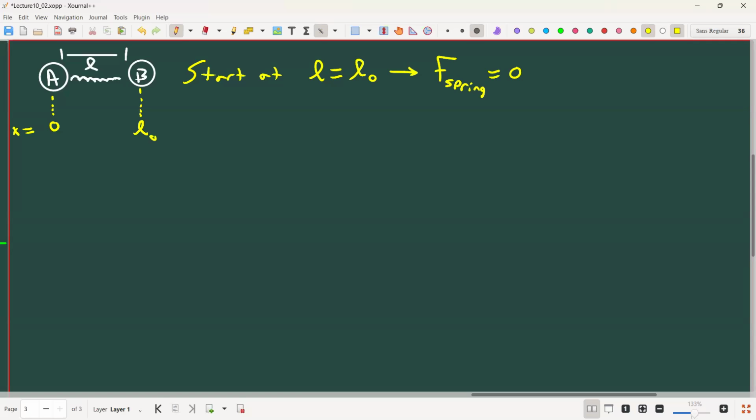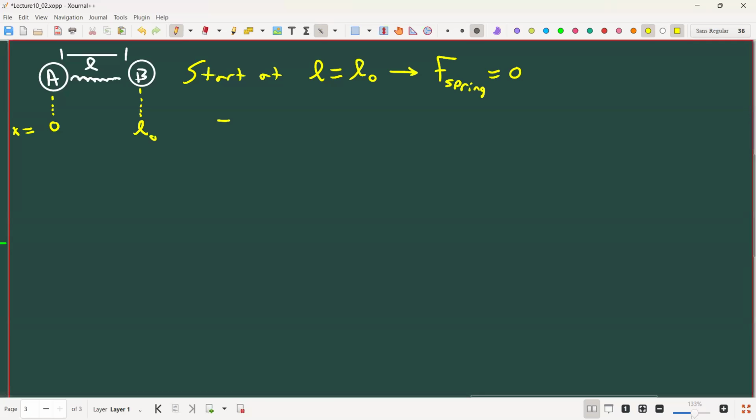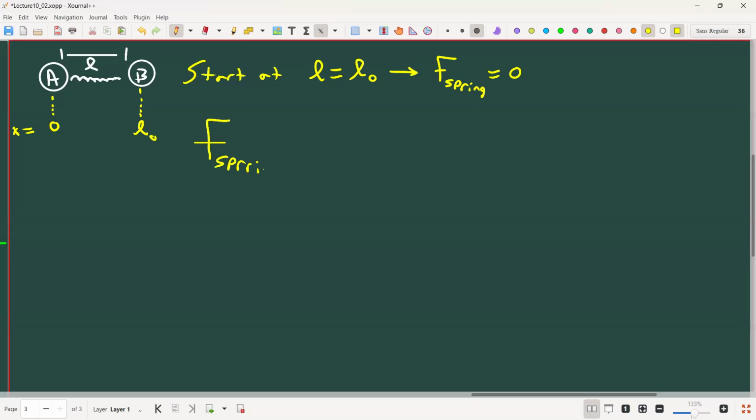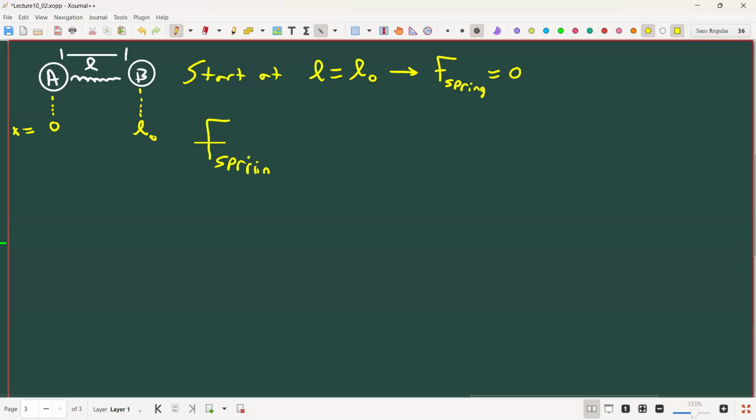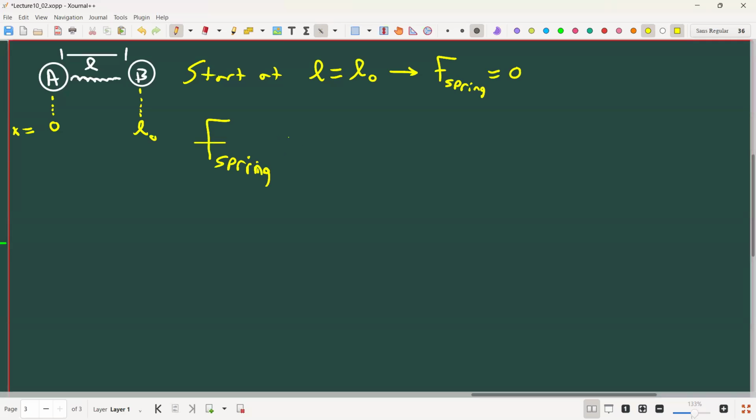All right, so we have a linear relationship between the restoring force and the displacement of the spring. So what I could write then, we could say that the force of the spring is linear. If it lets me write.